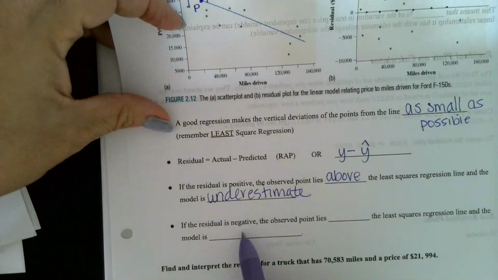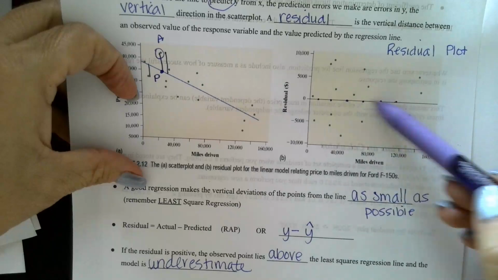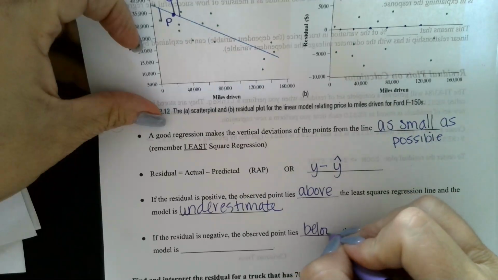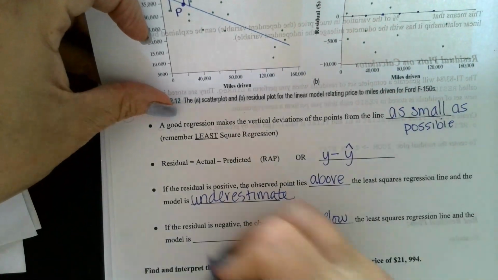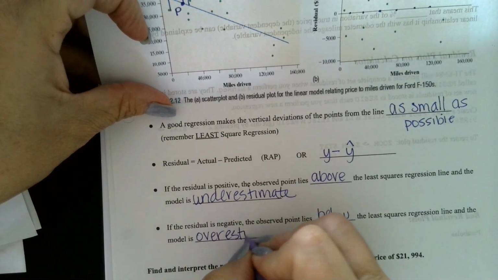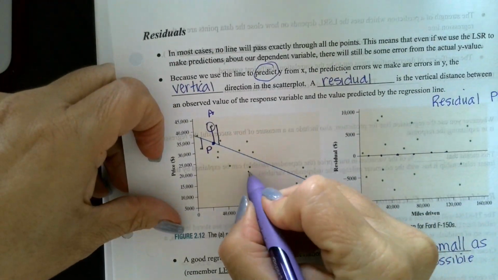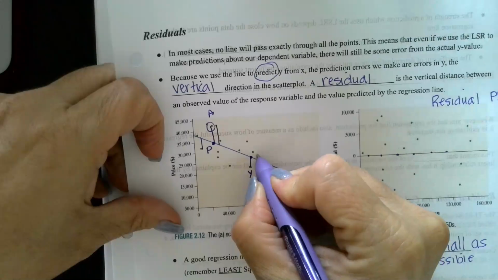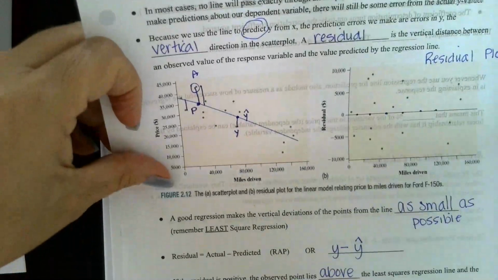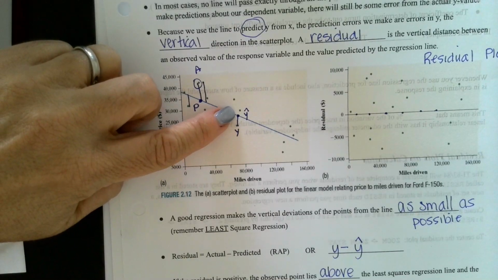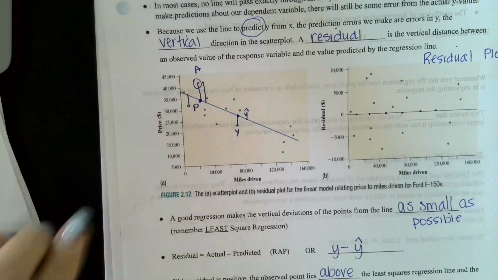All right, if the residual is negative, so the residual falls below my line, then the point lies below. That means it's negative, and the model is an overestimate. So again, if this was the point that I'm looking at, this would be my y point. This point on the graph with my vertical line would be my y hat. That would be my predicted value. So this value, my predicted value, is an overestimate of what I actually got.